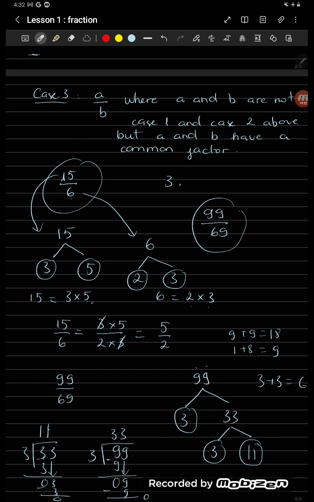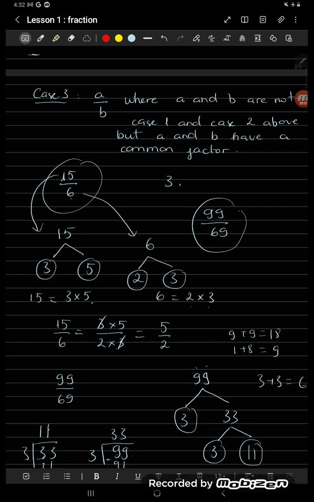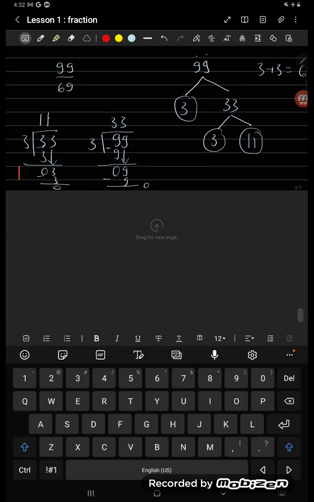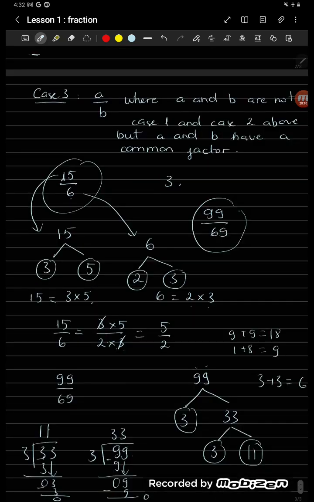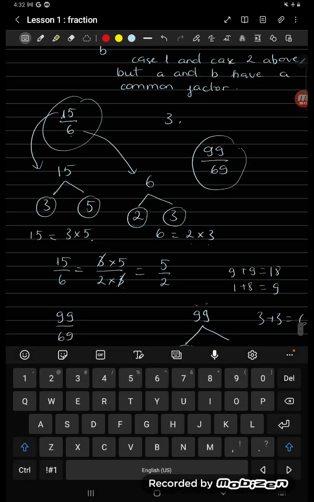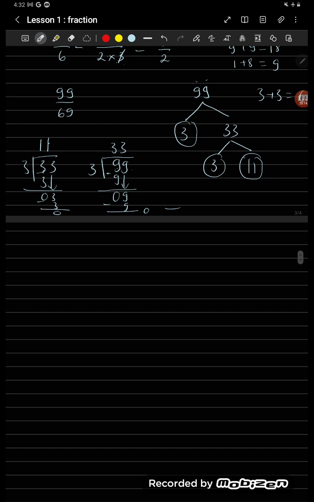Okay, now 3 here is a prime number. Good. So is 11 a prime number or not? Yes, it is a prime number, because 11 can only divide by 1 and itself, right? It cannot divide by anything else. So that's why 11 is the last prime number. 11 is the last prime number of this tree.